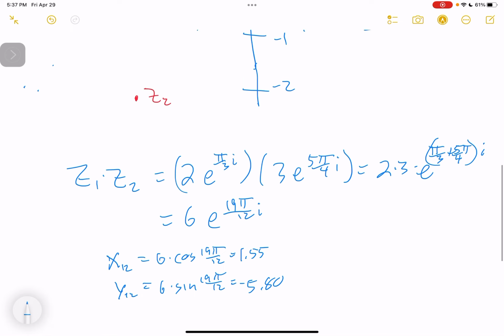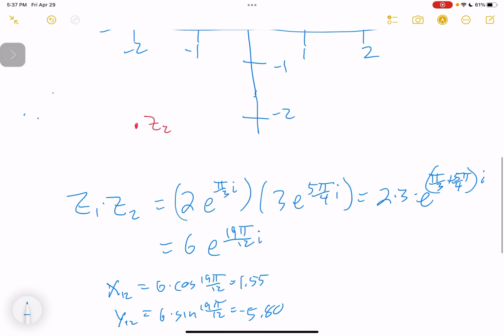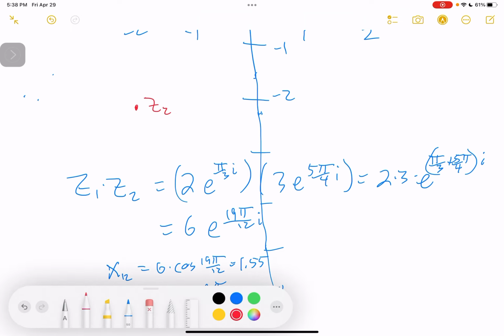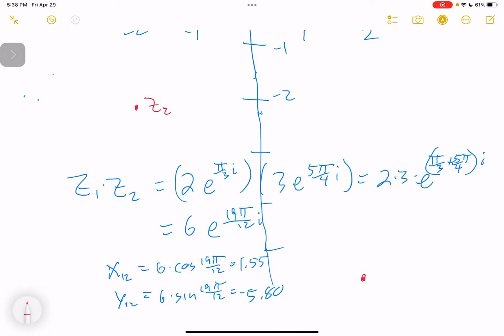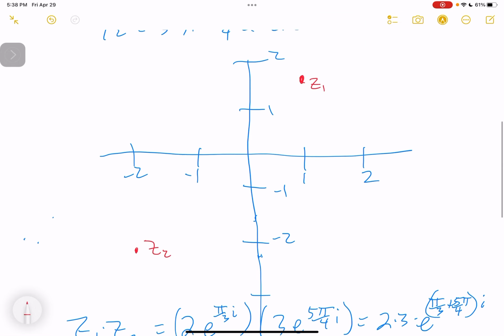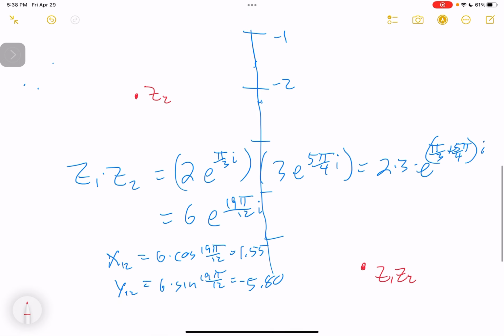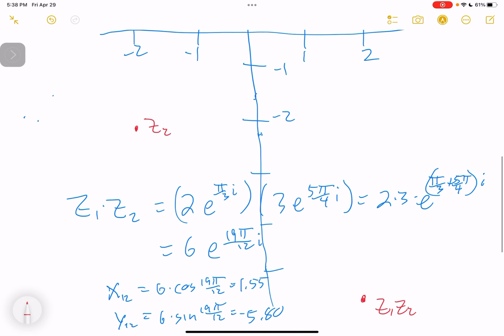So if we go up and plot these values, oh, I guess I got to go all the way down to negative 5, don't I? Woo! It's going to be way down here. 3, 4, 5, so really almost down to here. That's kind of funny. And what was the x? It was 1.55. So somewhere down here would be my z1 times z2. So there's your z1, z2, and there's your z1 times z2. I guess I didn't plan that graph out too well. Okay, hope that helps.